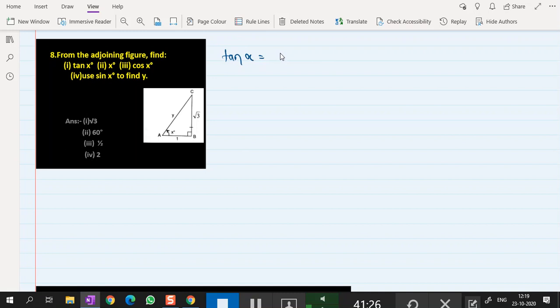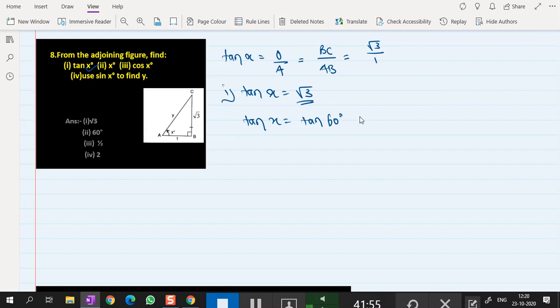Tan x is opposite upon adjacent. Opposite of x is BC and adjacent is AB. BC is root 3 and AB is 1. So tan x is equal to root 3 by 1, or root 3. So we found tan x. So what is x? This is the first answer. Tan x is equal to tan of 60 because root 3 is tan 60. So therefore x is 60 degrees. This is the second answer.